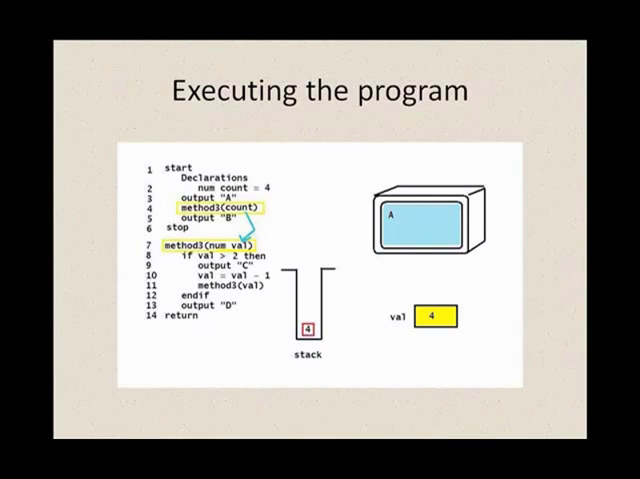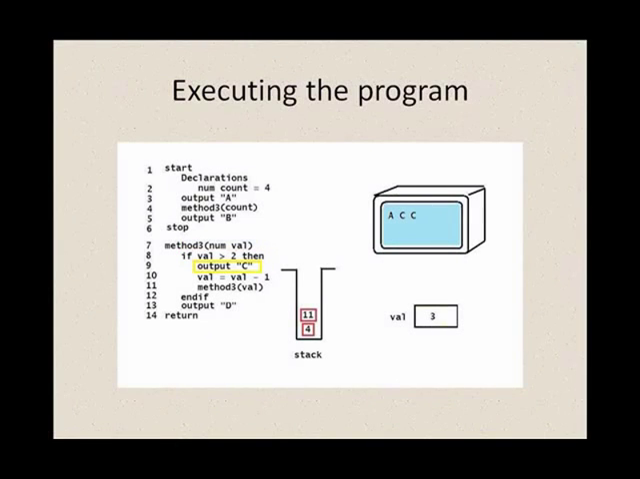Then we'll execute method 3, and val will receive a copy of count, so val is worth 4. We'll decide if val is greater than 2. It is. It's 4. So we'll output C and reduce val by 1, making it 3. Then we'll call method 3 using the new parameter, but before we go, we'll save the address to return to. When method 3 executes, val is 3. We'll test to see if it's greater than 2.